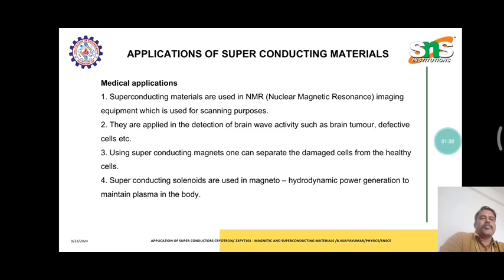In the medical field, superconducting materials are used in NMR, nuclear magnetic resonance imaging equipment, which is used for scanning purposes. They are applied in the detection of brain wave activity, such as brain tumors, defective cells, etc. Using a superconducting magnet, one can separate the damaged cells from the healthy cells. Superconducting solenoids are used in magneto-hydrodynamic power generation to maintain plasma in the body.